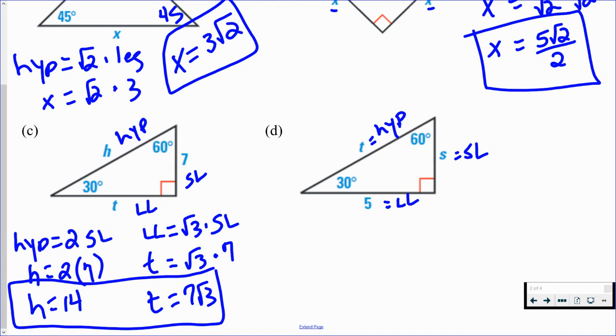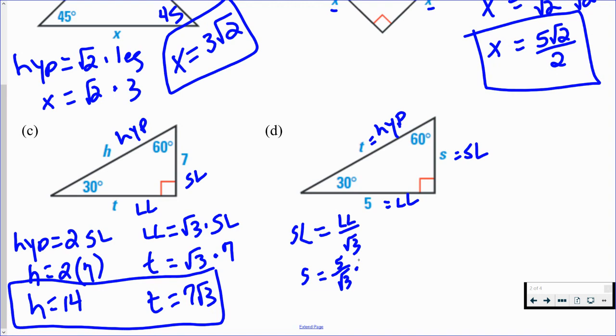Okay, so let's solve for our variables. We have to solve for short leg first, okay, because that's the first one that we need in order to be able to find the hypotenuse. So let's think about what we said. We said the long leg is square root of 3 times the short leg. So if we want to solve for the short leg, we've got to divide by square root of 3. So the short leg is the long leg divided by square root of 3. So S, which is the short leg, is the long leg, which is 5, divided by square root of 3.